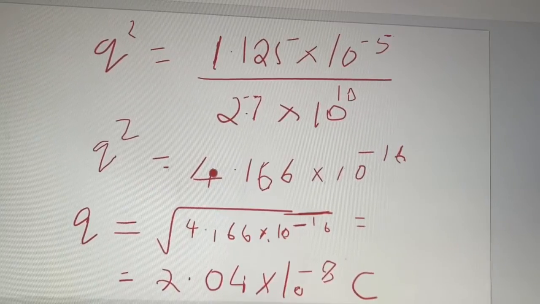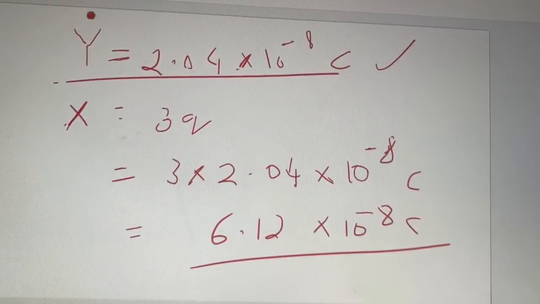So finally our q square is 4.166 times 10 to the power minus 16, and we need to figure out q. So we have to take the square root of this side, which makes it 2.04 times 10 to the power minus 8 coulombs. Now q is the charge of y, so the charge of y is 2.04 times 10 to the power minus 8 coulombs, and the charge of x was 3 times q. So 3 times this number will give us 6.12 times 10 to the power minus 8 coulombs.